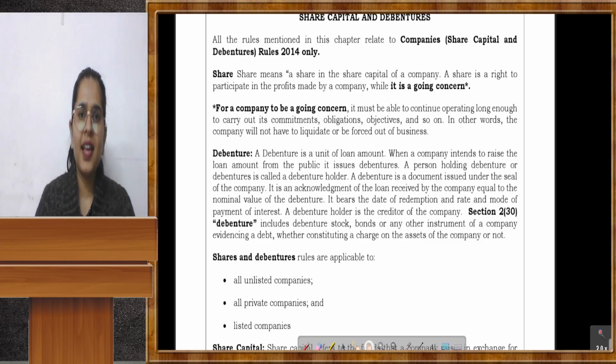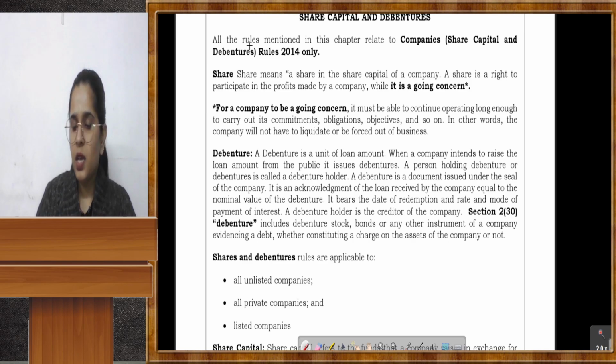Hello class. From today onwards, we are starting a new topic named share capital and debentures. This topic comes under your Companies Act 2013, and under this topic, we will study various terms which are used in this chapter and in the Companies Act, and you will become aware of all those terms. So now let's start with the chapter.